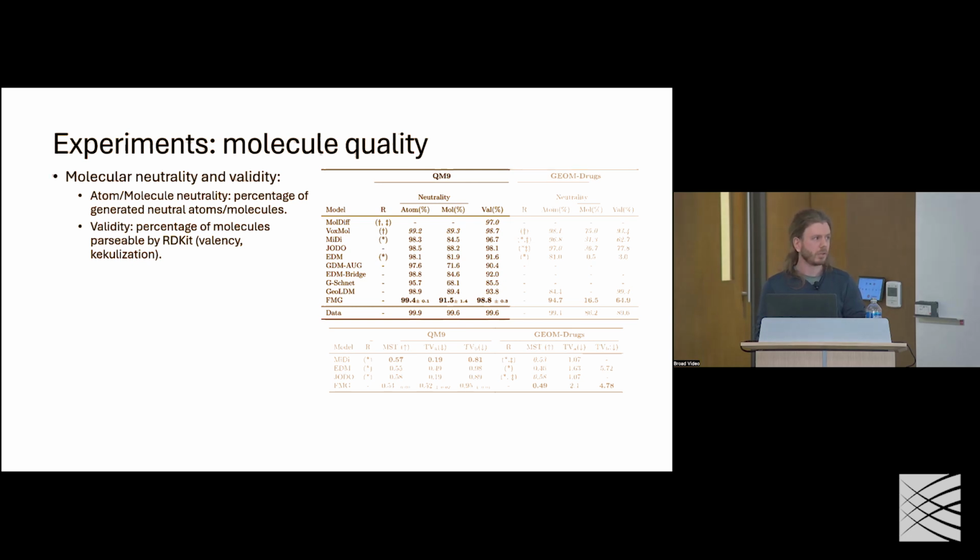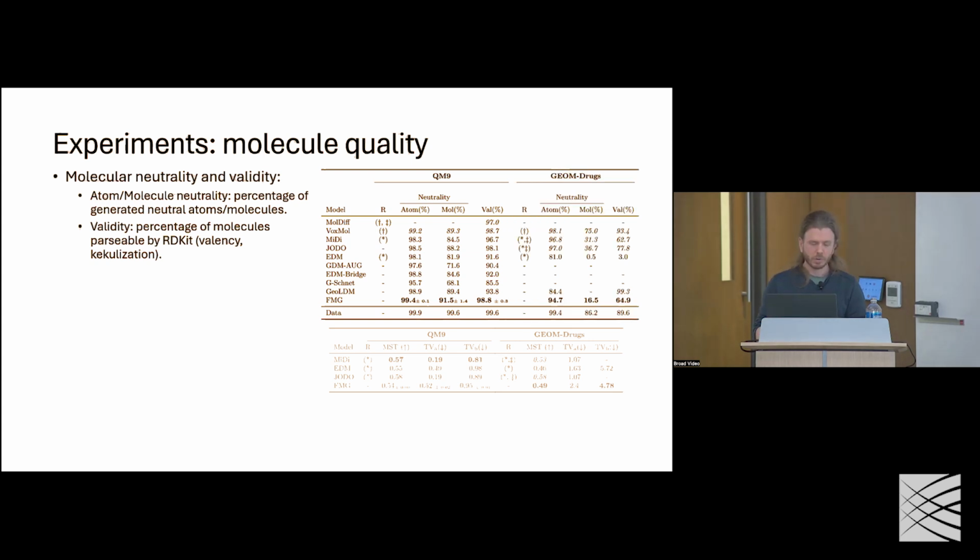Okay, so on the lowest row, we have the data, showing that on the QM9, the easier dataset, roughly 100% of the molecules are neutral and valid. So larger numbers are just better on this dataset. And yeah, we obtain very good performance, outperforming pretty much, I guess, all of the other methods.